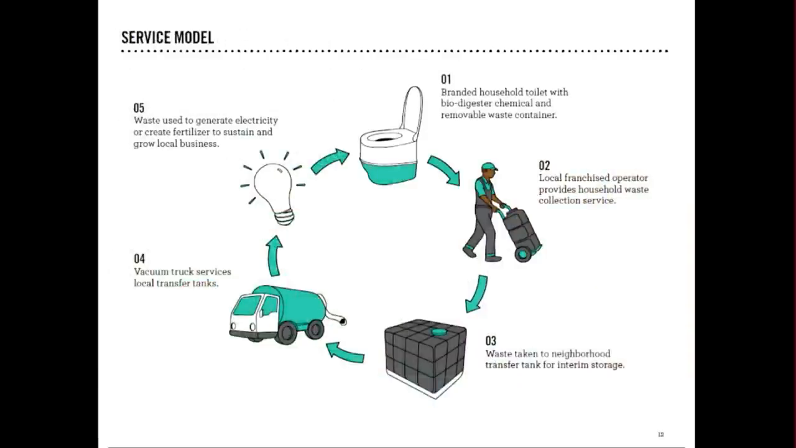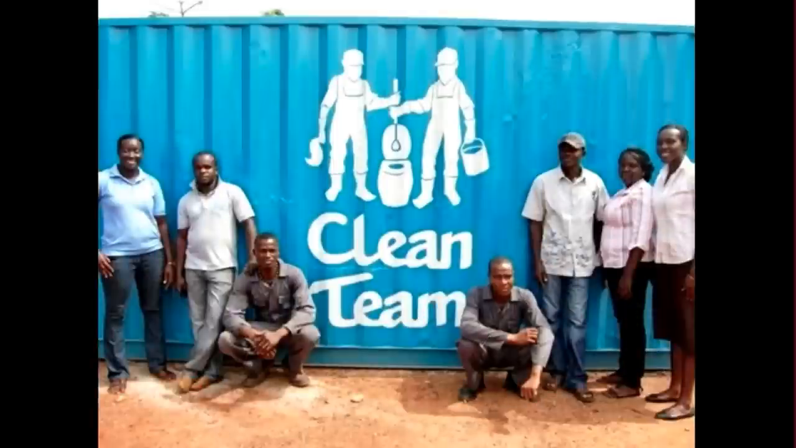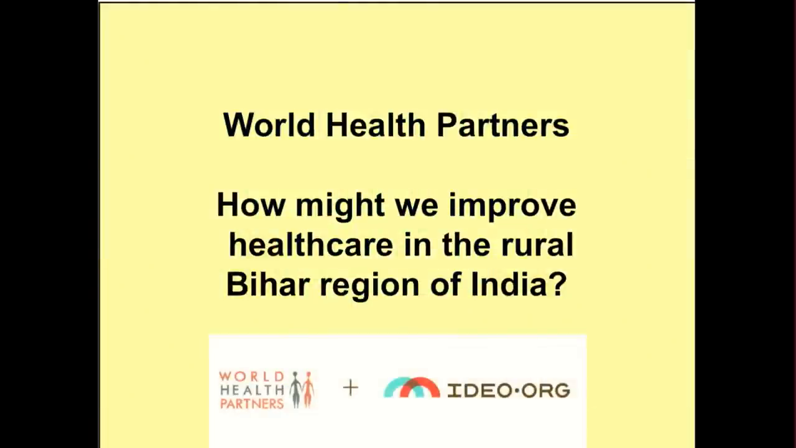What came out of that was a very clever little business that trained people, had branded uniforms, and had a system to collect waste and turn it into energy and fertilizer. And it was a little virtuous cycle. That created a business that now over 25 people work at. There are 1,000 families in Kumasi in a pilot test, and they're building a 10,000 family pilot right now. So this looks like a good start, a good example of something going in the right direction using this design thinking process. World Health Partners is another NGO. How might we improve healthcare in the rural Bihar region of India?